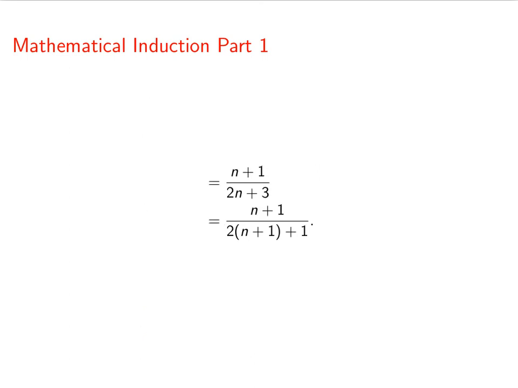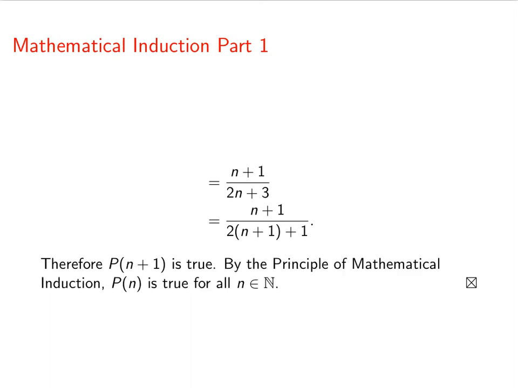So to complete the algebra, we finally arrive at n plus 1 over 2 times (n plus 1) plus 1. And remember that this was exactly the thing that we wanted to get. Therefore, P(n+1) is true. And finally, by the principle of mathematical induction, P(n) is true for all n in the natural numbers. And this is what we've been trying to prove. Okay, that's all for now.